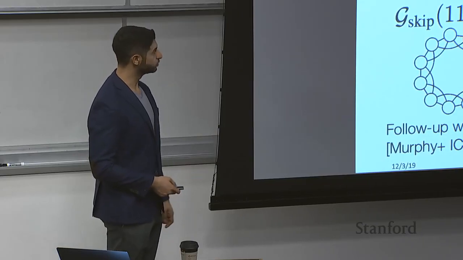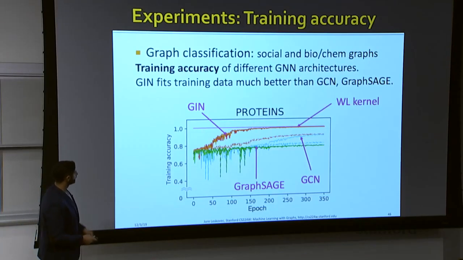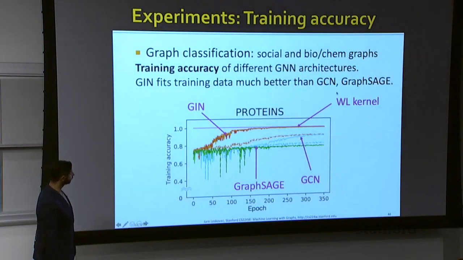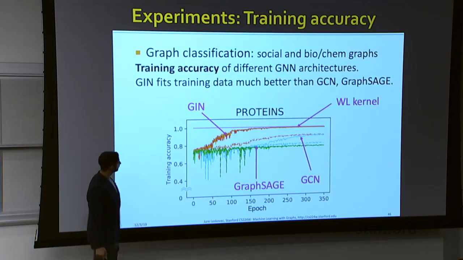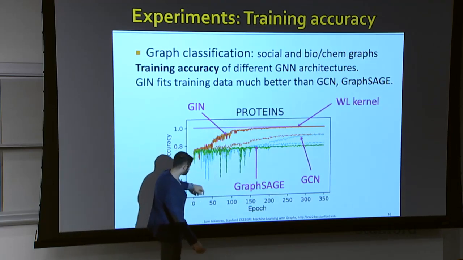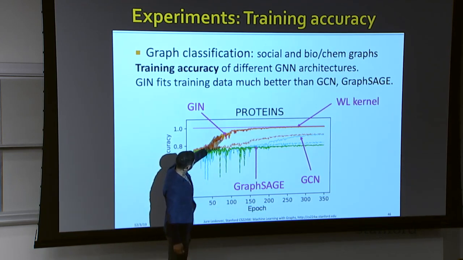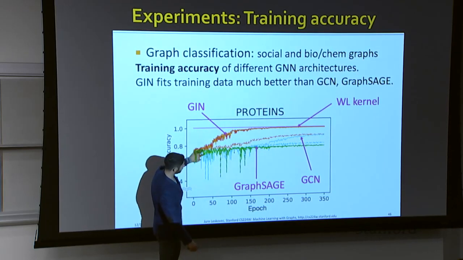Cool, so let's go to some experimental results just to convince you how well this is working. All the results I'm going to be showing you about GNNs are about graph classification. Some of the datasets being used are social networks or biochemical graphs and so forth. On this plot, we see the training accuracy of different GNN architectures. In this case, we are working on a proteins dataset, and the curves are the following. The one that we care about right now is this orange and red, which is the GIN. Then we have GraphSAGE and GCN pretty much performing similarly.